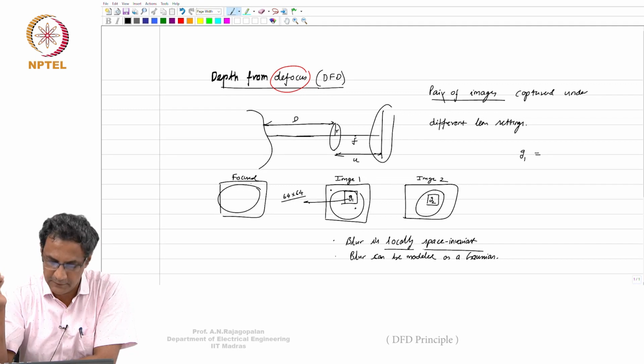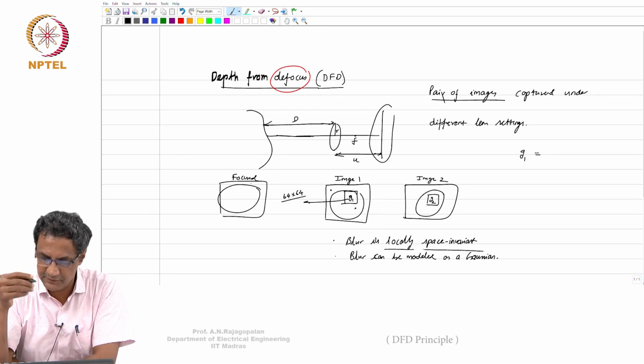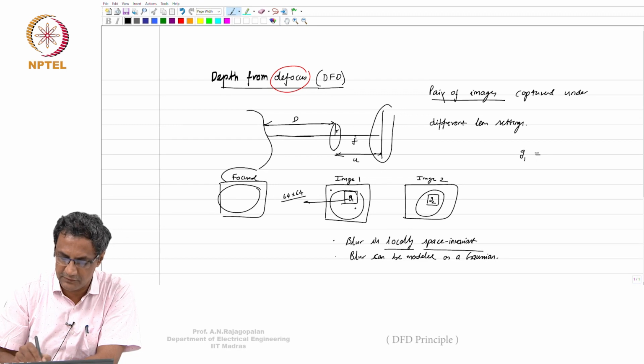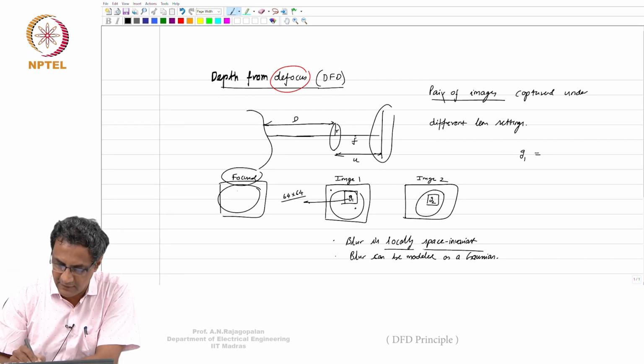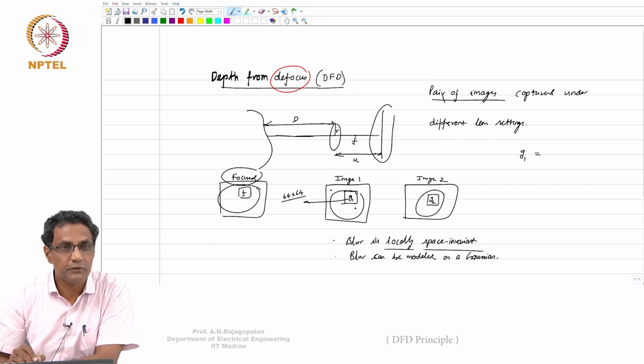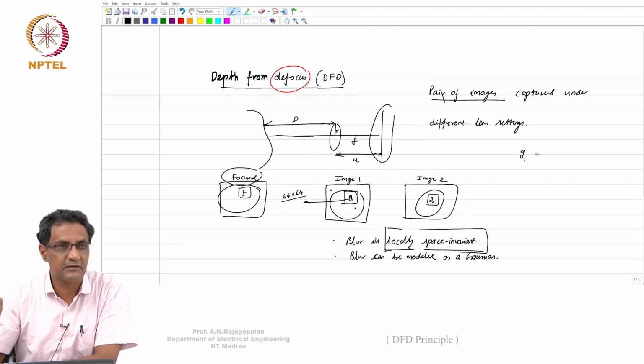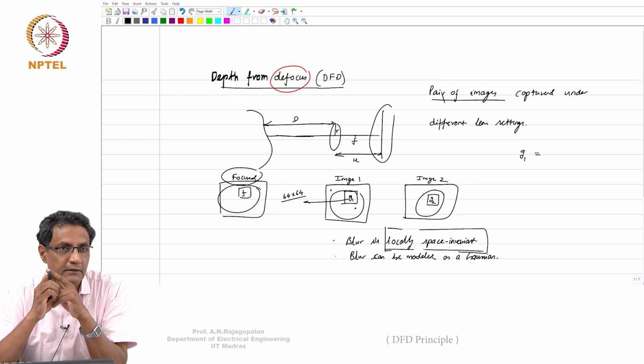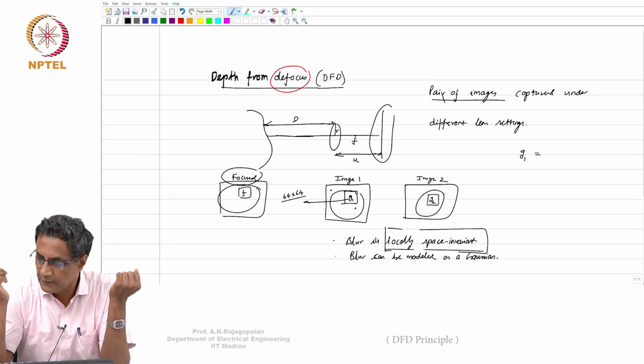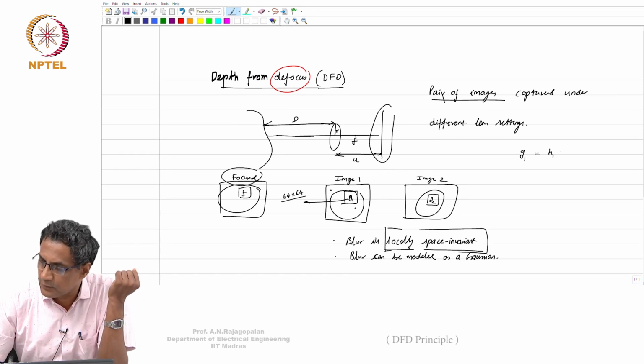So assume that if this image was actually focused all over, then under this patch there was some F which got blurred by some PSF H1 to give you G1. Then when you change the lens parameters, it gave you an H2 which got convolved with F to give G2, because of the local space invariant assumption that we are making upfront. So you can write G1 as H1 convolved with F1, and G2 as H2 convolved with F2.